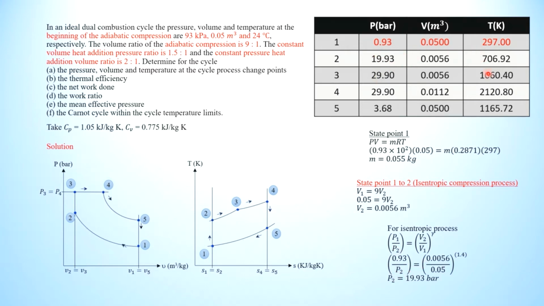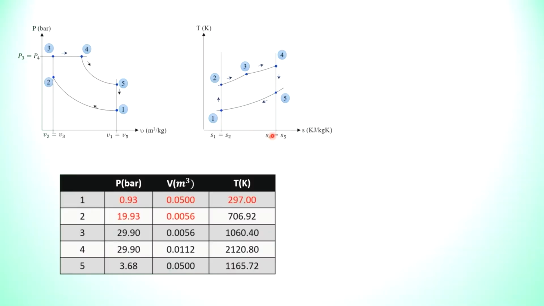So basically the same thing, we have to fill up the entire table. Because in this question, they have asked us to determine the pressure, volume, and temperature at the cycle process change points. That means points 1, 2, 3, 4, 5. Okay, so we have got this.